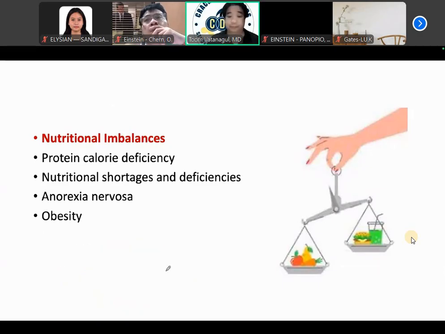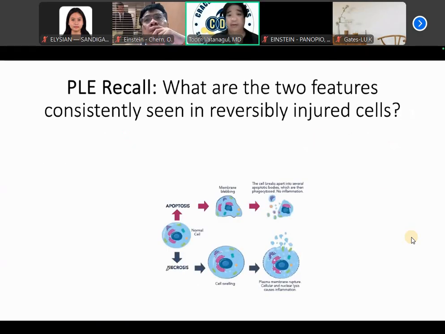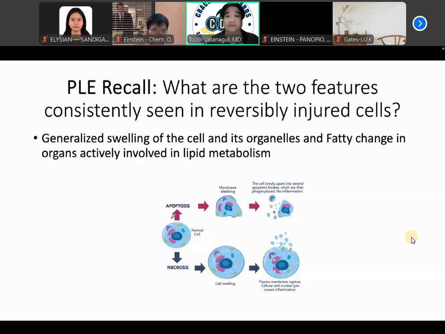Now, moving on. PLE recalled. What are the 2 features consistently seen in reversibly injured cells? Okay, number 1 is the cellular swelling. There's swelling of the cell, there's swelling of the organelles. Number 2, there's fatty change.